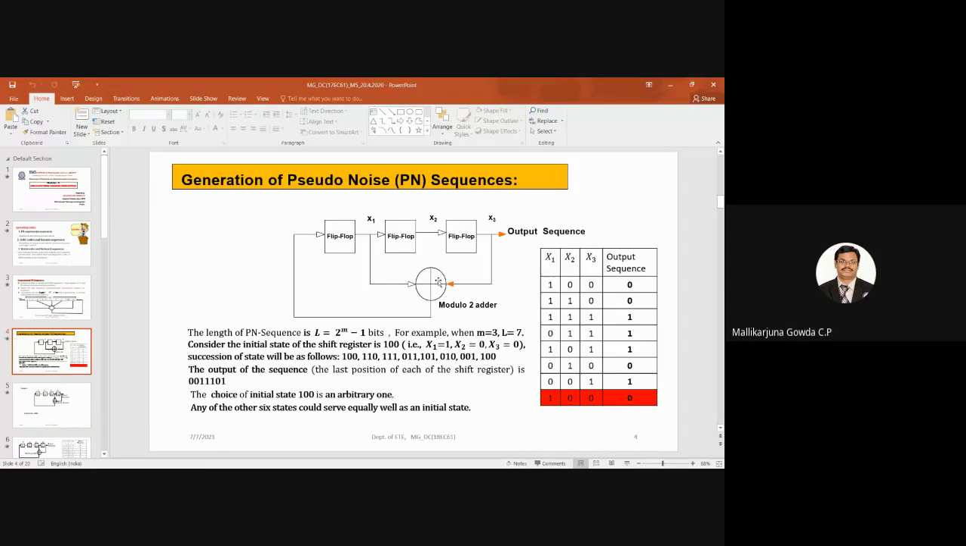I could even take the output of flip-flop 2 and the output of flip-flop 3 like that. That depends; there is a logic for that. We will have a discussion about that. So first, let us try to understand this. Hope this point is clear.